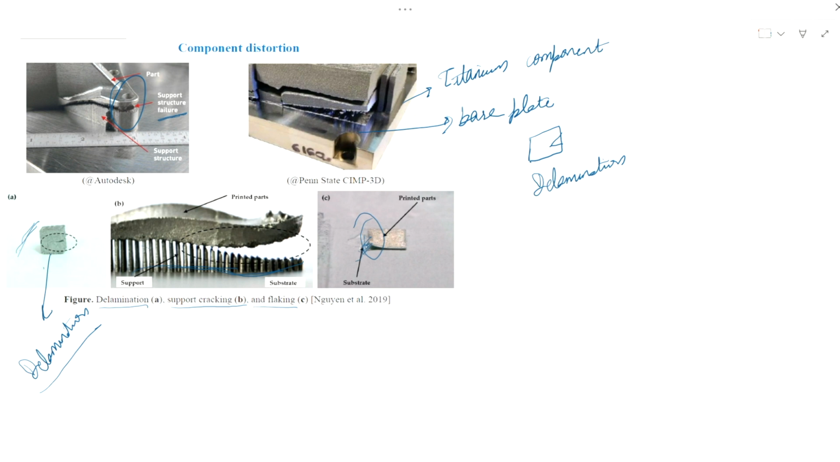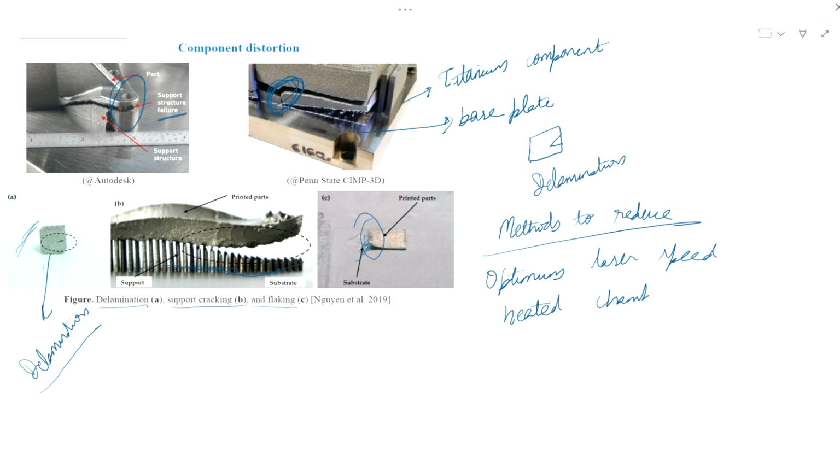So here there is a delamination between the component. Okay, this part is the delamination. Now methods to reduce these problems are optimum laser speed, heated chamber. Okay, these are the methods to reduce. Next, we move on to the next slide.